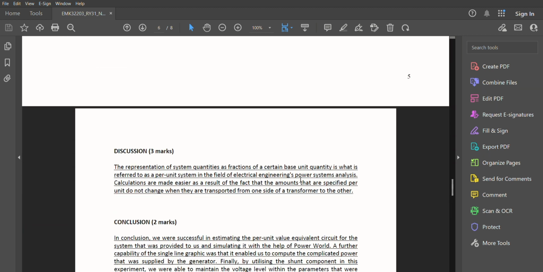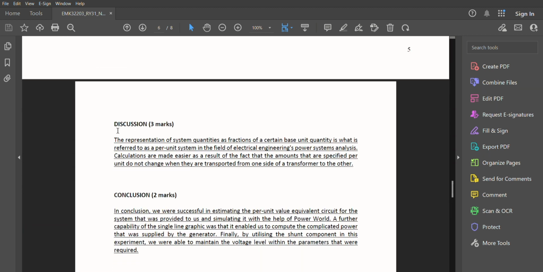So now let's jump on to the discussion. For discussion, the representation of system quantities as fractions of a certain base unit quantity is what is referred to as a per unit system in the field of electrical engineering's power system analysis. Calculations are made easier because the quantities specified per unit do not change when they are transported from one side of a transformer to the other.